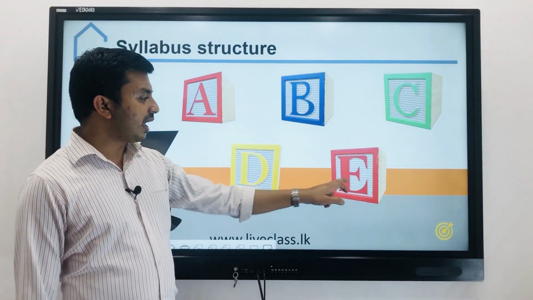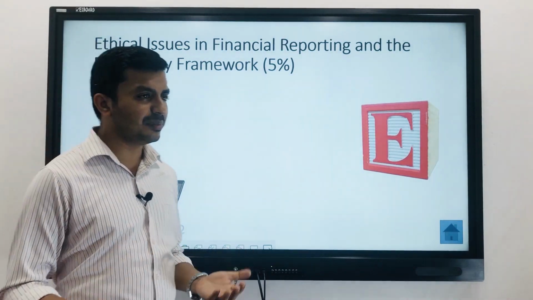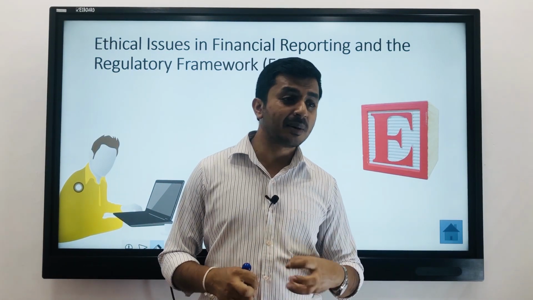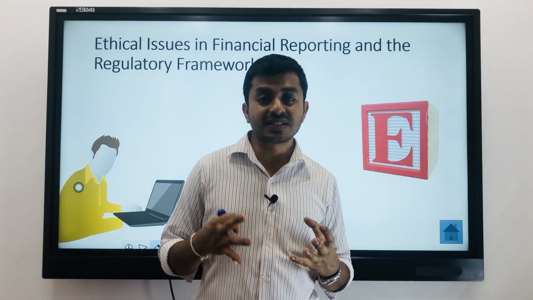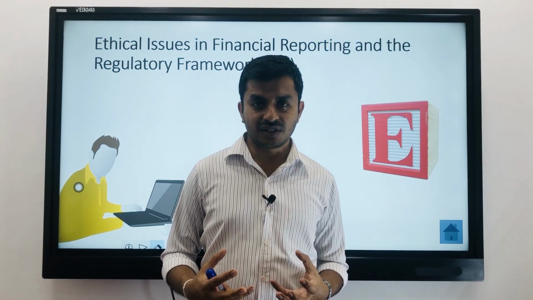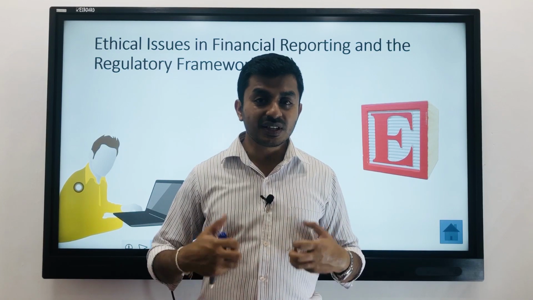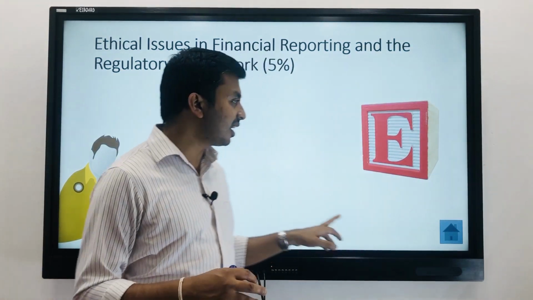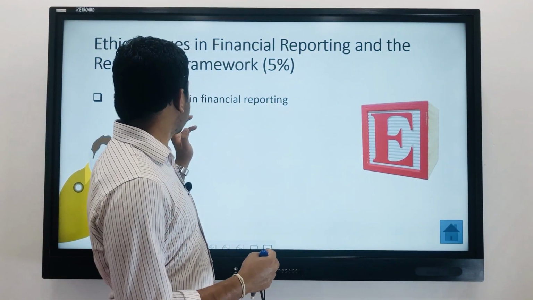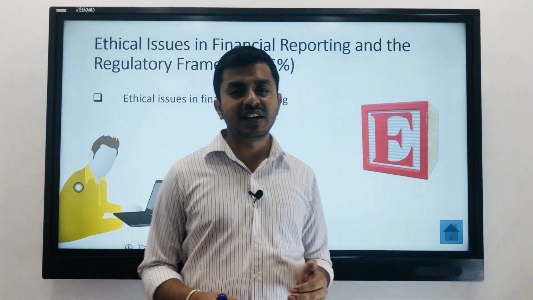And finally, the final part is ethical issues in financial reporting and the regulatory framework. All accountants prepare financial statements, and in some cases we may have to use assumptions and estimates, right? In that case, someone can manipulate these assumptions or estimates, and by doing so they can manipulate the financial reporting. But what is the accountant's ethical requirement not to do so will be learned under this chapter. So we want to learn about the ethical issues in financial reporting. That has a 5% weightage in your syllabus.